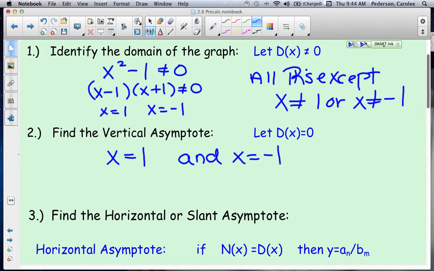Give you some time to write. Yep, so whatever your domain restrictions are, those are where your vertical asymptotes will be. When you set the denominator equal to 0 and you solve for x, those are the zeros of the denominator.